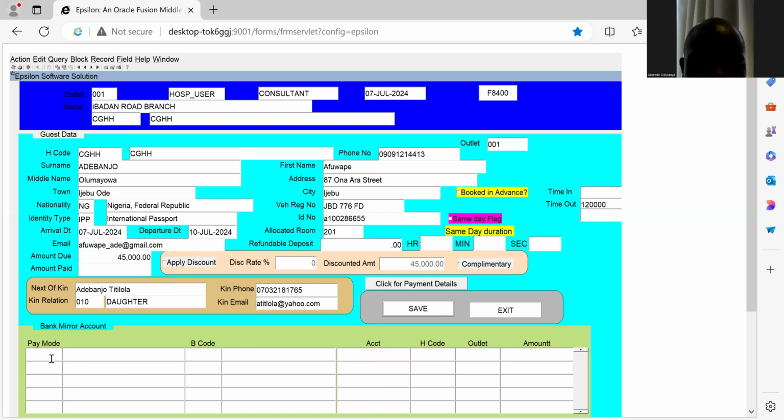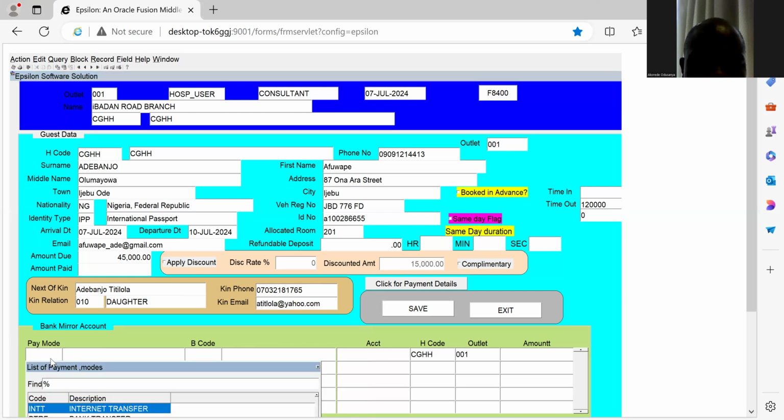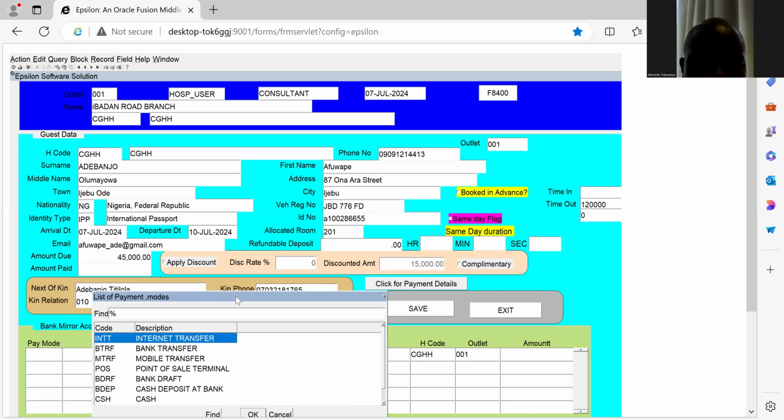But let's assume the person is paying. And what mode is he paying with? Now, when you go to this payment mode, these are all the payment modes available in the hotel. It's also something that we define from day one. We can also add later. So it means the customer can pay through internet transfer, through bank transfer, through POS.